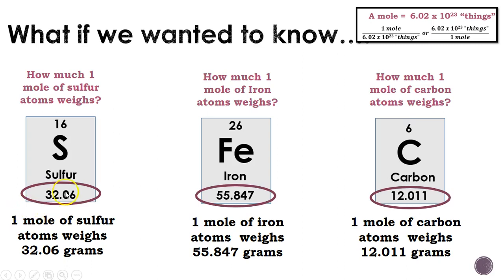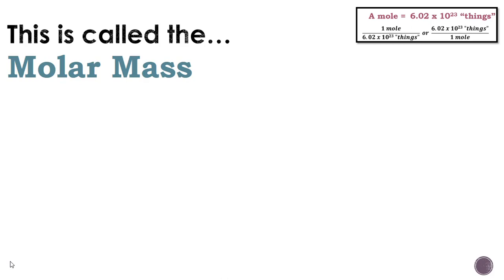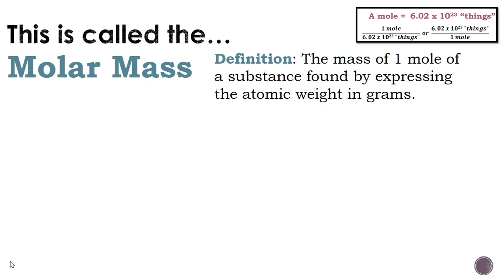So when you take a look at sulfur, you can say that 1 mole of sulfur atoms weighs 32.06 grams per every 1 mole. For every 1 mole of iron atoms, they weigh 55.847 grams. And that mass just comes from the periodic table of elements. So when we're figuring out the mass of 1 mole of any type of atom, that is called the molar mass. The definition of molar mass is the mass of 1 mole of a substance, found by expressing the atomic weight in grams.